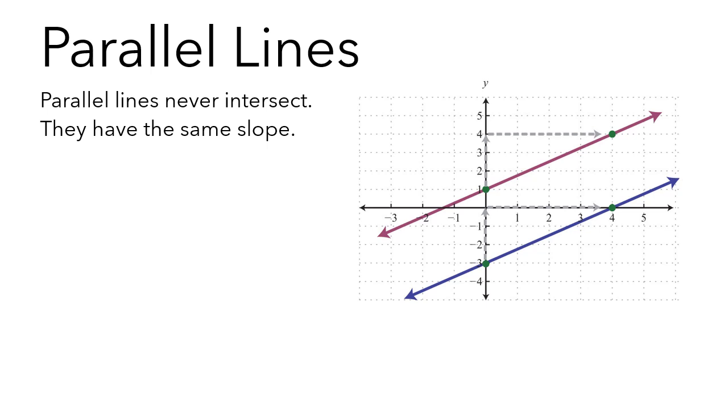Like I said, parallel lines never intersect and they have the same slope. For example, this one goes up 1, 2, 3 and over 1, 2, 3, 4. The other one's going to do the same thing: up 1, 2, 3 and then over 1, 2, 3, 4. They will never intersect.